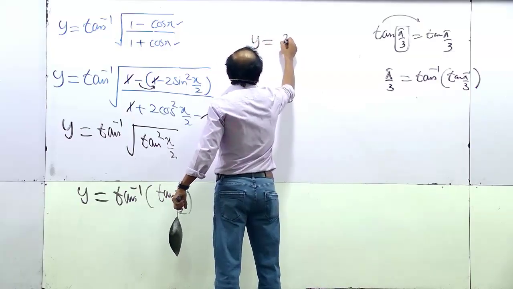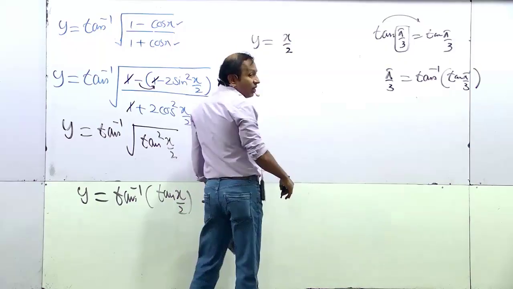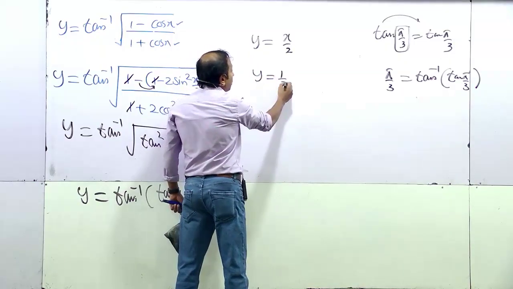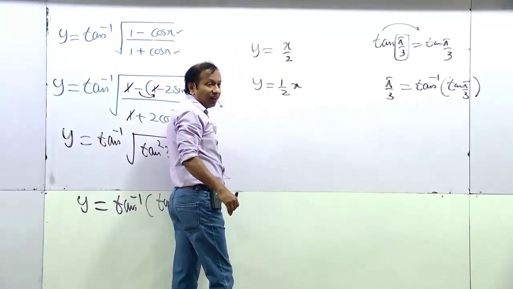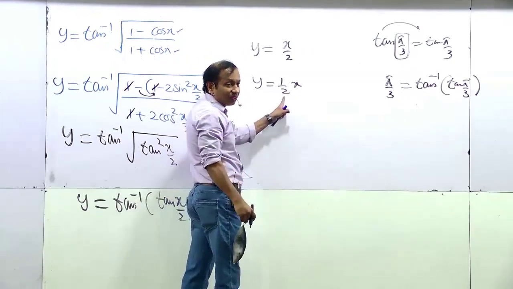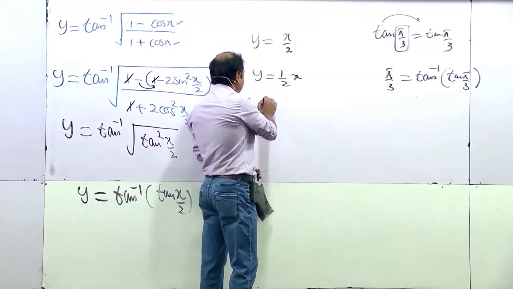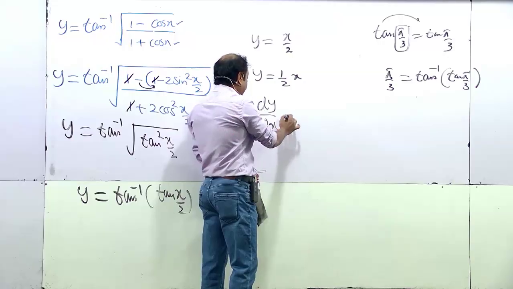Y equals x by 2. People, tell me how to differentiate x by 2. X by 2 is half x, no? How to differentiate half x? Half is a constant, derivative of x is 1, so dy by dx is half. The same answer we give.